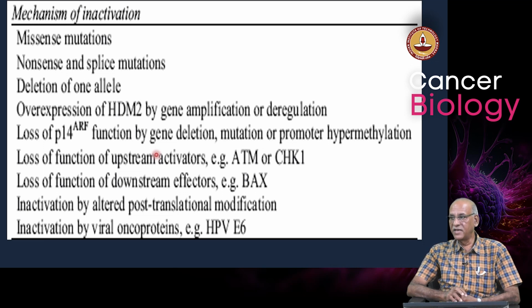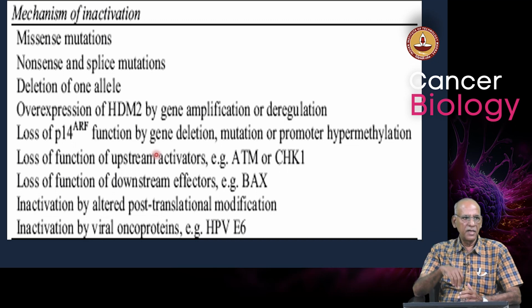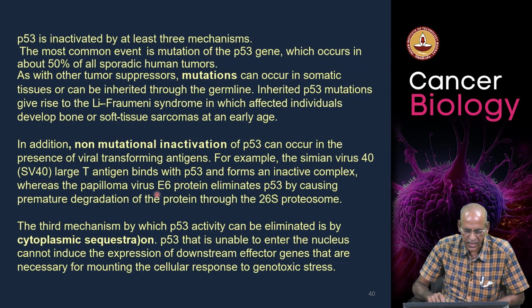Inactivation by certain viruses. For example, in cervical cancer, the HPV E6 oncoprotein can inactivate p53. This is one of the most well known mechanisms in cervical cancer. There are E6 and E7 oncogenes in cervical cancer. E6 inactivates p53, whereas E7 inactivates RB. Viral infection can lead to inactivation of the tumor suppressor genes, so that is one mechanism by which they can cause cancer.